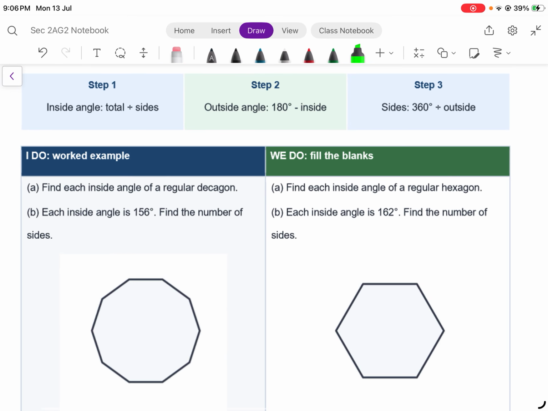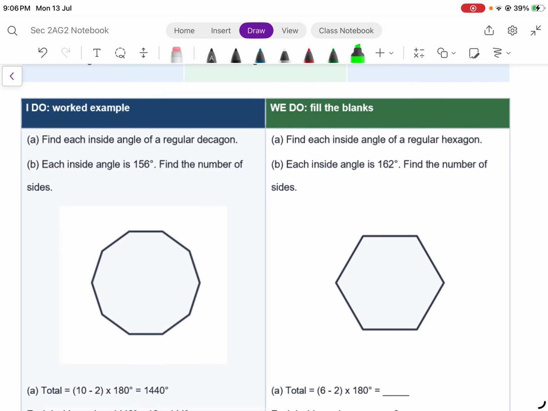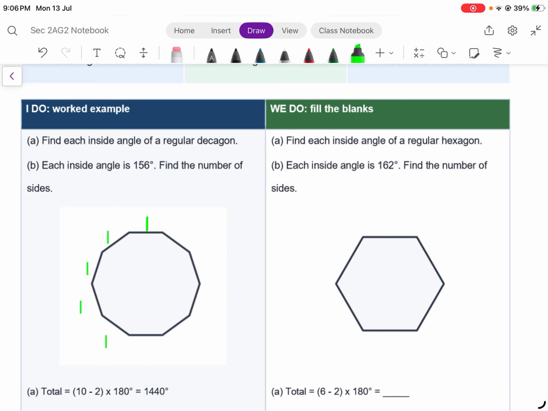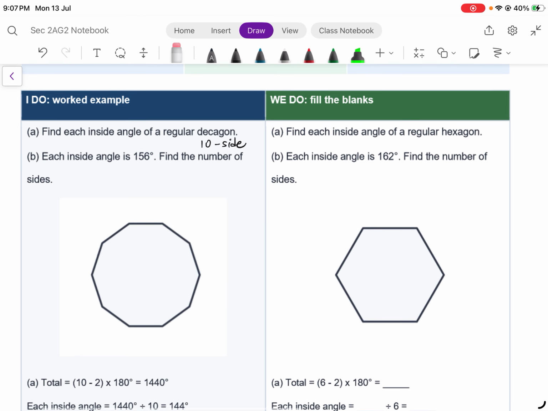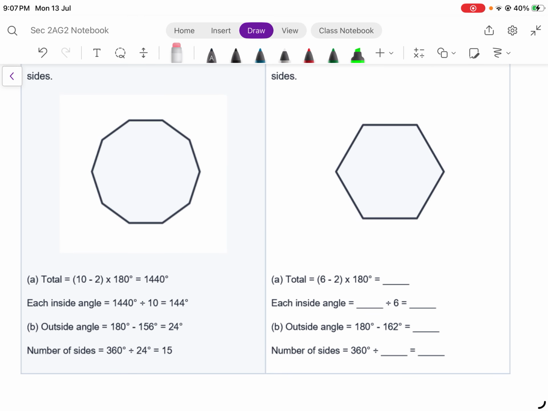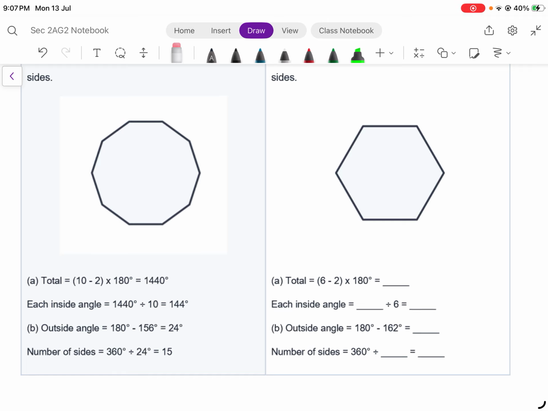Now find each interior angle of a regular decagon. A decagon is 1, 2, 3, 4, 5, 6, 7, 8, 9, 10-sided. You don't need to memorize all these, just be familiar with at least up to hexagon and octagon. We know the total number of sides is 10, so since the total interior angle is 1440, 1440 divided by 10, each interior angle here is 144.